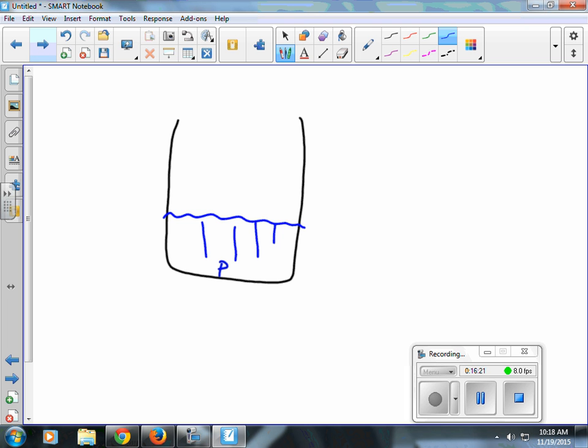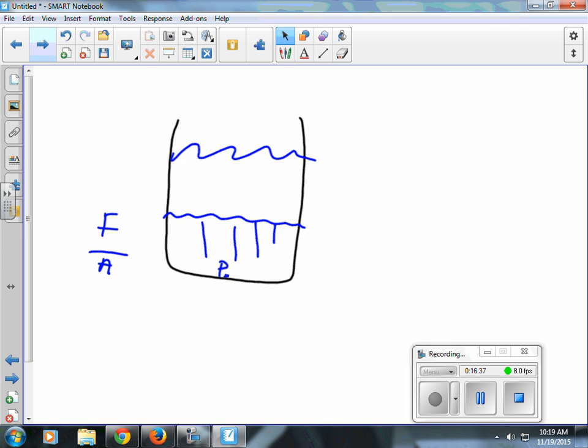How come? There's more weight. Okay, so what if we pour some more water in here? What happens to the pressure at the bottom? It's greater. Y'all good with that? Because you got more weight, you got more force, right? Okay. I think y'all are ready.